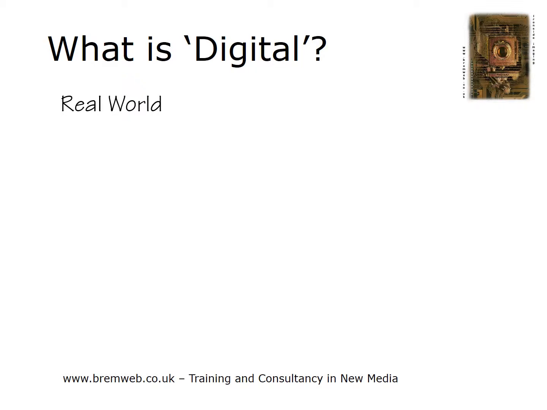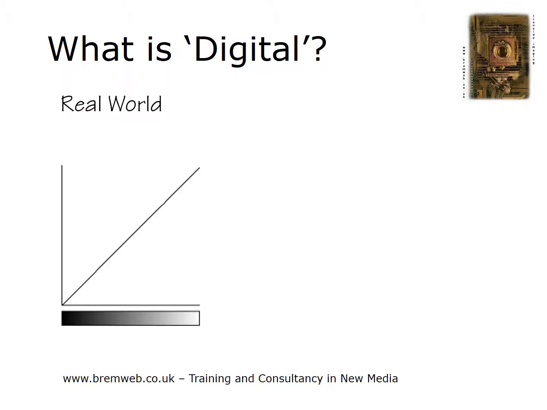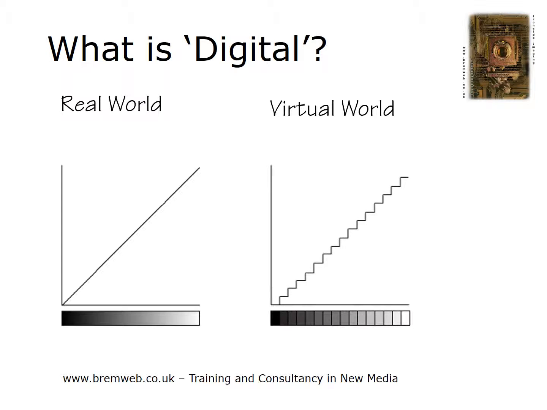So in the real world, as we said, if we think of it in terms of a graph, the gradation from black through to white is totally continuous, and there are an infinite number of values between the black and the white. But in the virtual world, with a digital image, each one of these values has a value. So there are a particular number of values between black and white, which we can see in that gradation there from black through to white.